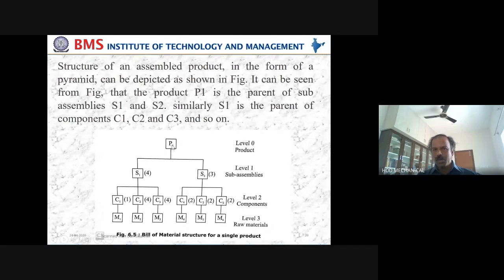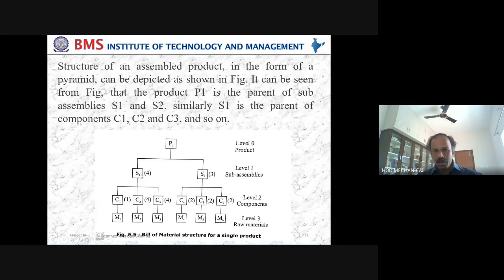In order to produce one P1, I require two different subassemblies: S1 and S2. Now please understand, very important, there is something present in the parenthesis. That means 4 units of S1 and 3 units of S2 are required to produce 1 unit of P1. S1 and S2 are the subassemblies that make up this particular product. This is called a level 0 product. This is a level 1 product. This is called the parent product. These are the subcomponents.